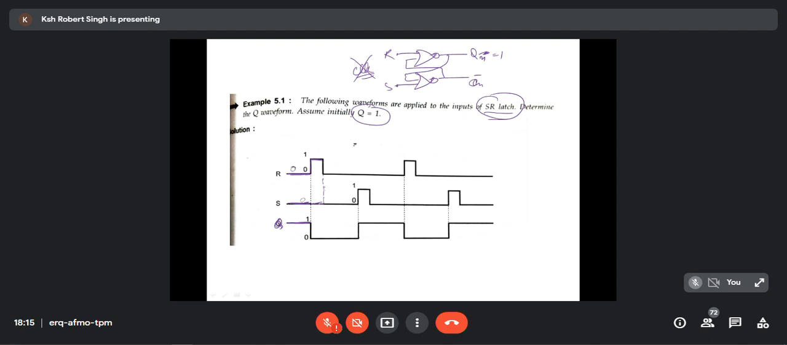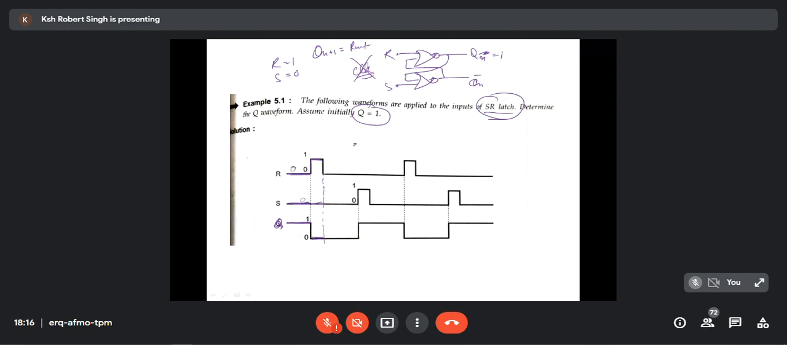What should be the output? According to the truth table, R is equal to 1, S is equal to 0. Output Qn plus 1. The output is what? Set or reset? 0. Reset. Correct. So the output is reset.